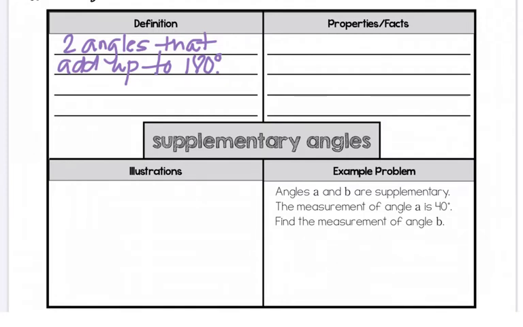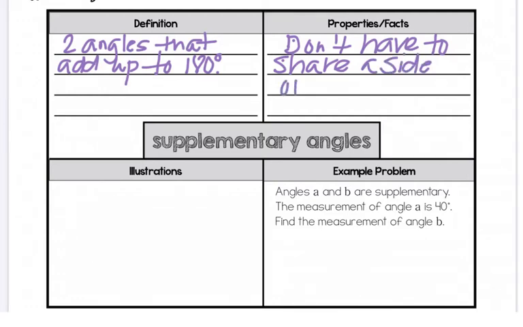So the facts about supplementary angles is that they don't have to share a ray or be connected. So go ahead and write that in. They don't have to share a side or be connected. So the big thing about supplementary angles, they're going to equal 180 degrees. So let's draw some examples.